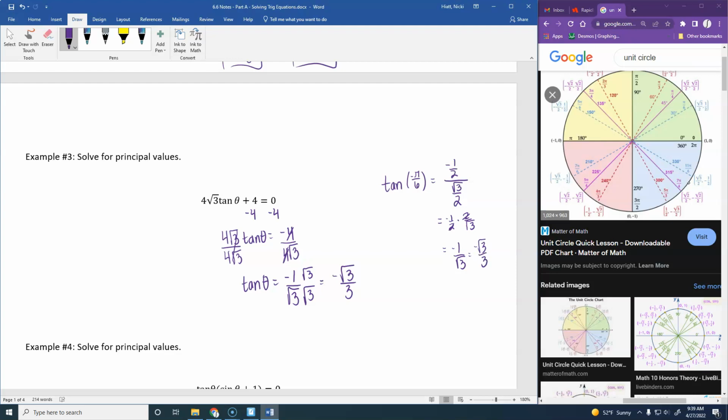So negative pi over 6 does give us the value that we want. If it did not work, then I would pretty much know that negative pi over 3 would be the answer for that one. So our theta is going to be negative pi over 6, or I could call it negative 30 degrees.